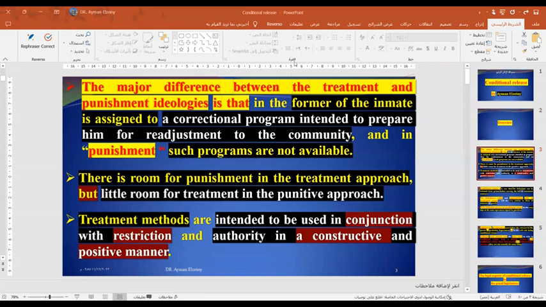because as we said before, the punitive model is totally concerned with penalty. So there is little room for treatment and punitive approaches. Treatment methods are intended to be used in conjunction with restriction and authority in a constructive and positive manner.